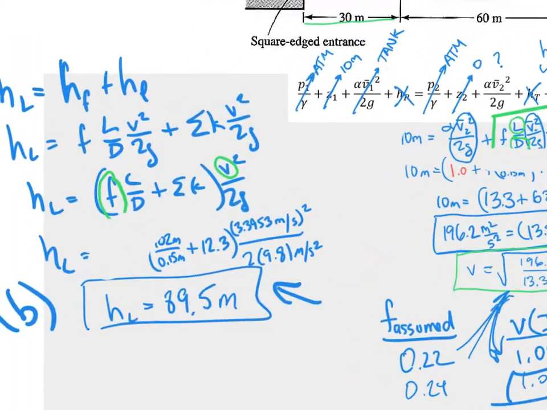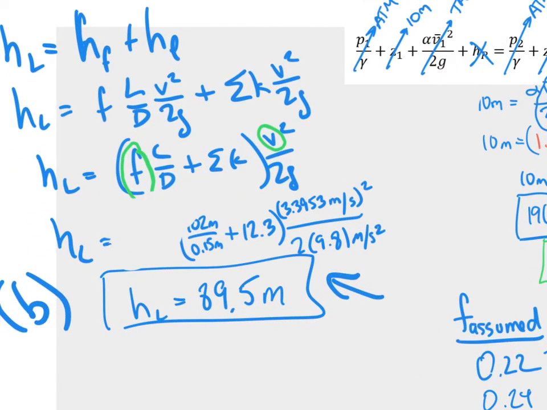I will also note that the sum of K here is 12.3, whereas in part A, like you look at it and you'd be like, wait, he's got a 13.3. But the 13.3 was because we had the 12.3 plus the alpha. There is no alpha in the head loss, okay? So make sure that makes sense to you.